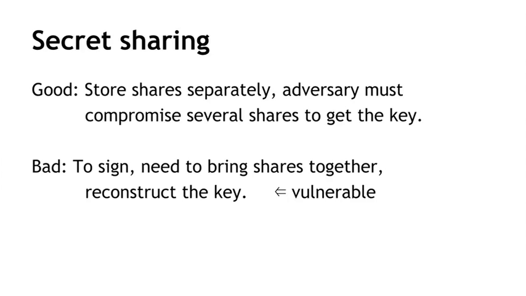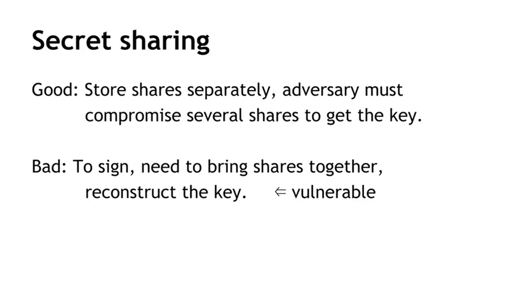The bad news is that if we take a key and we split it up in this way, and then want to go back and use the key to sign something, we still need to bring the shares together and recalculate the initial secret in order to be able to sign with that key. And that point where we bring all the shares together and recombine them is still a single point of vulnerability where an adversary might be able to attack us. And that's the bad news.